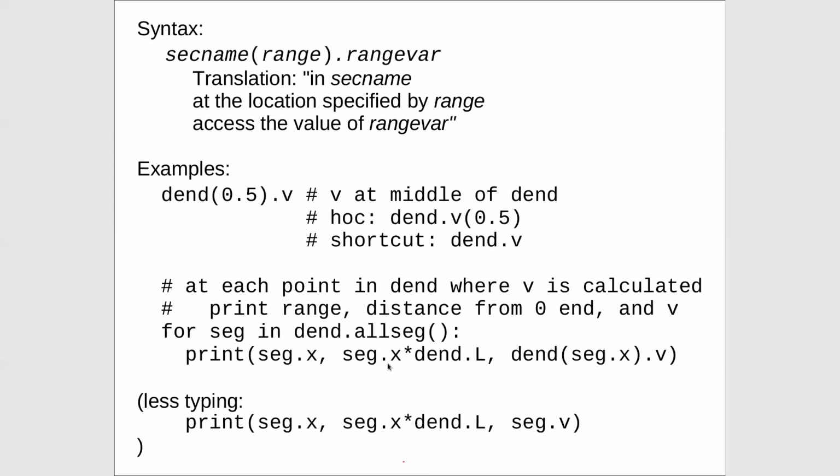Now this is just strictly for didactic purposes, okay, to emphasize this sec name range var syntax. But actually, if you were coding this yourself, this is the way you'd write it, okay? seg.x times dend.L, seg.v, because every segment has a membrane potential. And the value of the membrane potential in that segment is that segment dot v, okay? All right.